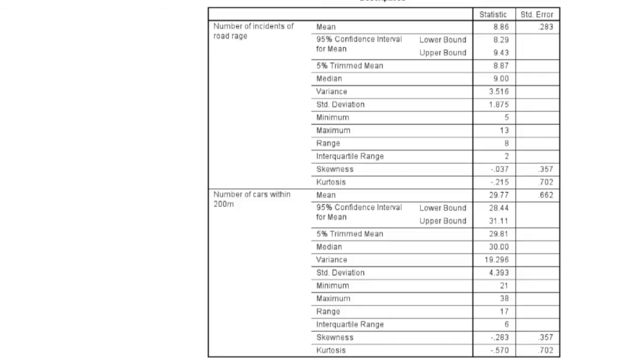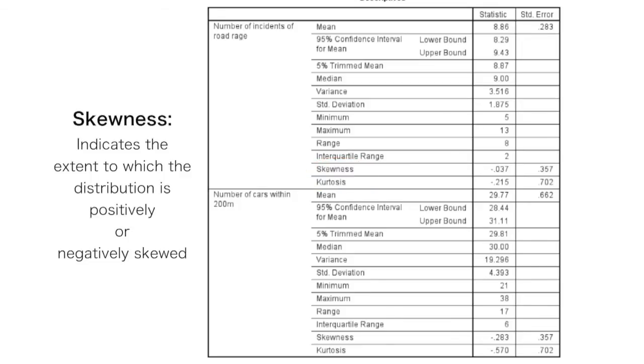The table of descriptives contains a lot of information actually, including central tendency measures, range, skewness, and kurtosis. Now the skewness and kurtosis are measures of normality. Skewness, as the name suggests, indicates the extent to which the distribution is positively or negatively skewed.